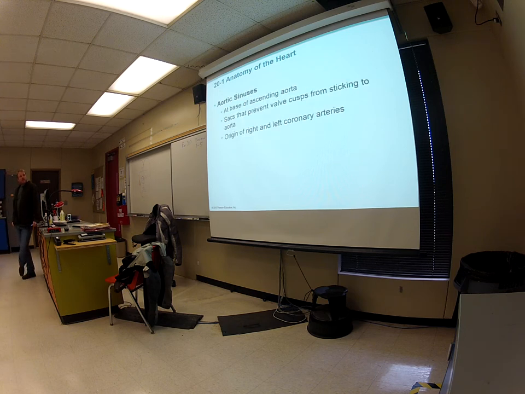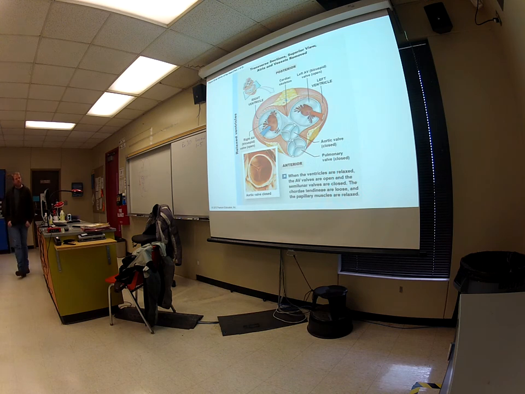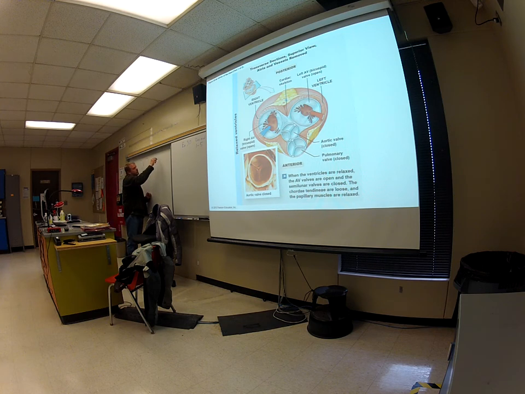Aortic sinuses, okay, at the base of the ascending aorta, sacs that prevent valve cusps from sticking to the aorta. Origin of the right and left coronary arteries. So a little area so the valves don't stick, and there you go. Notice the aortic valve right here. See how they're all disc-shaped? There's 3 cusps. We're looking down. Actually let me go on the board, they have cups. There's a cup, and there's a cup, and then here's a cup.